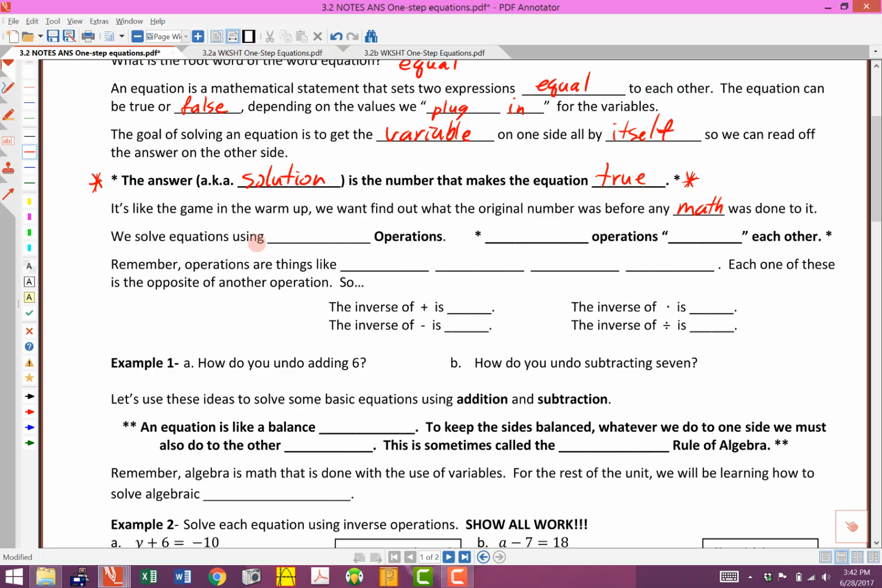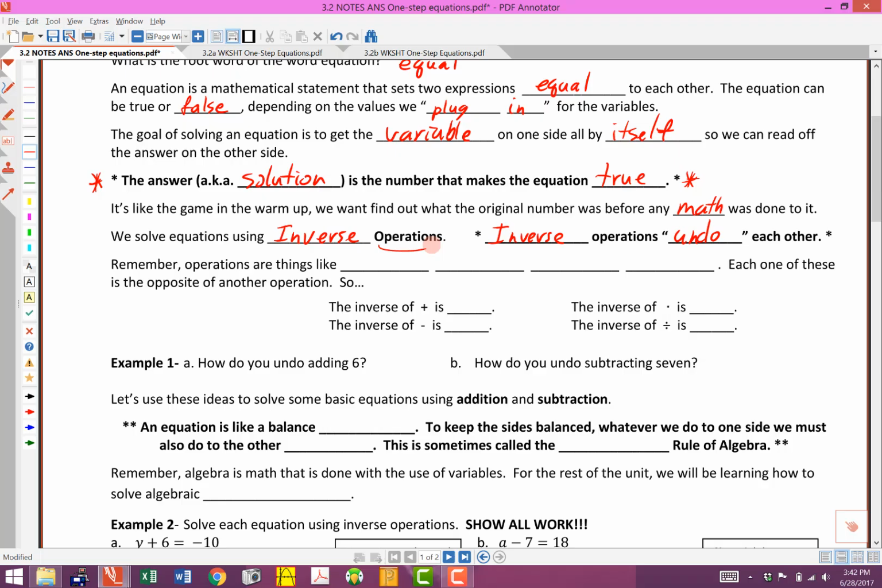We solve equations using what are called inverse operations. So let's write the word inverse there. And let's talk about what inverse operations are. Inverse operations undo each other. It's kind of like they cancel each other out. What one did, the other one is going to undo.